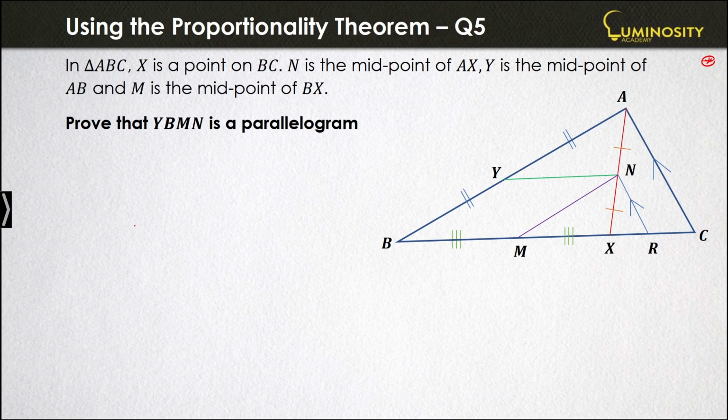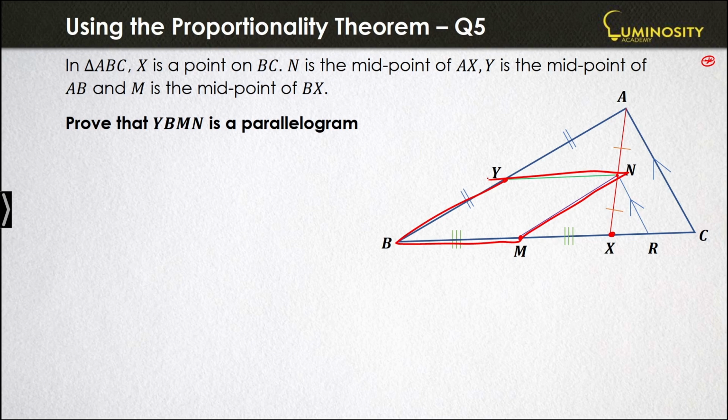So in triangle ABC, X is a point on BC, so that's this point here. N is the midpoint of the line AX, and Y is the midpoint of the line AB. We're also given that M is the midpoint of line BX. Okay, we want to prove that YBMN, so this shape here, is a parallelogram.